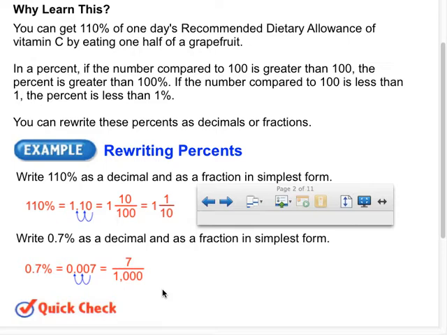Now, I promise you're going to see this on the quiz later this week. It's going to be on the unit test. This is the type of problem right here where you have a percent less than 1. This is where a lot of students were struggling last year. So I'm trying to place more emphasis on this.